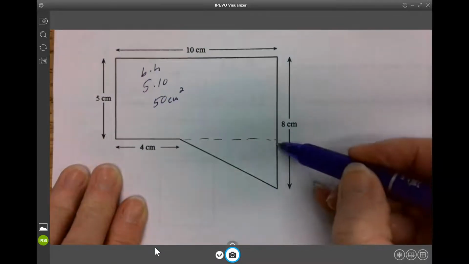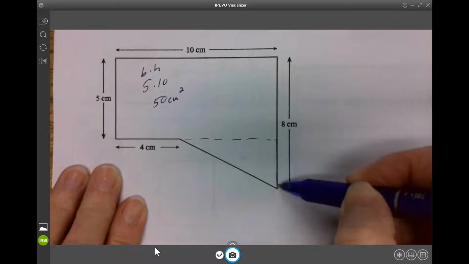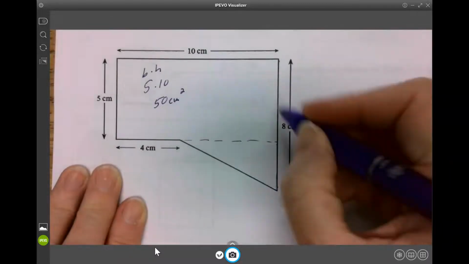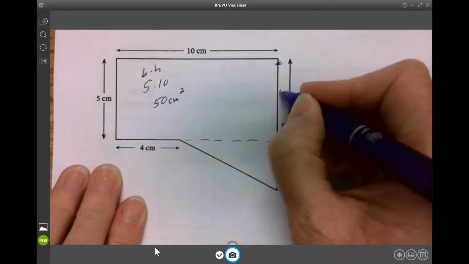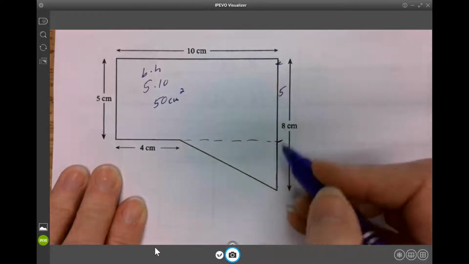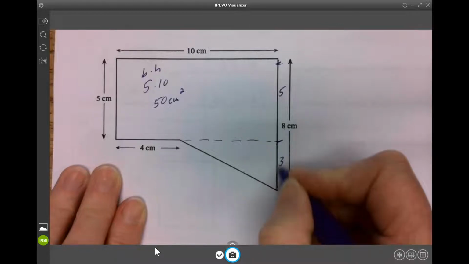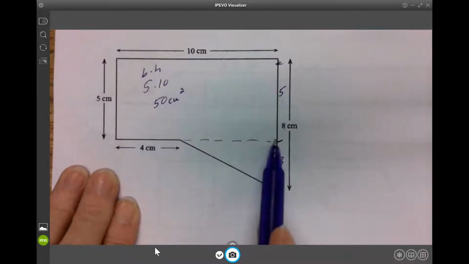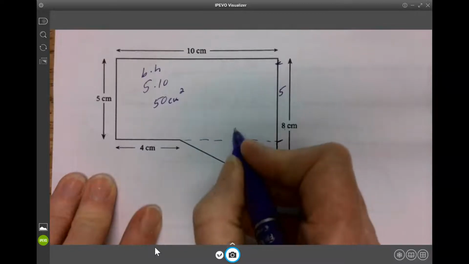Now for this one, I need my height right here. Well, what I have to do is this entire thing is 8. And this is 5. So from here to here is 5. So what do I have to add to 5 to get 8? 3. So this height is 3. This entire side is 10. So this entire side is 10. So if this is 4, that means this is 6.